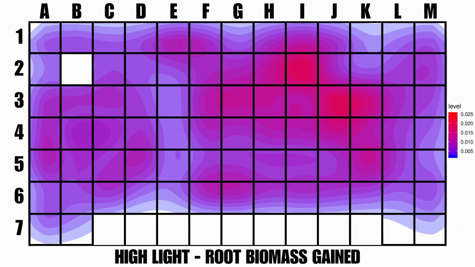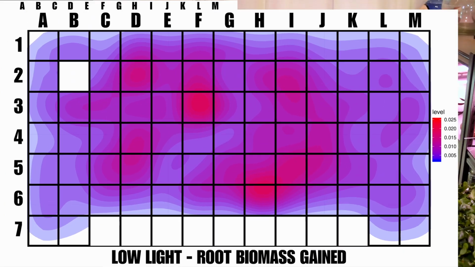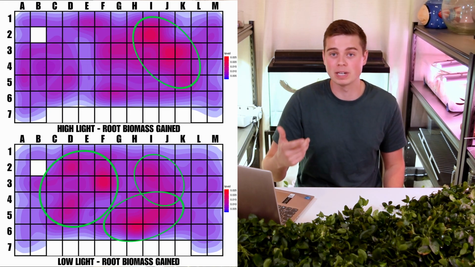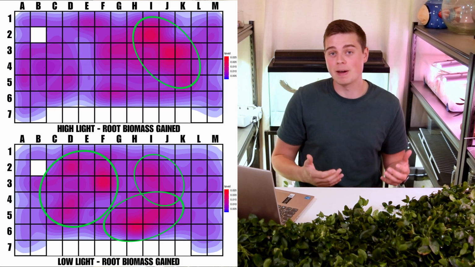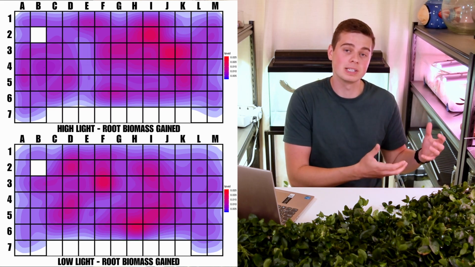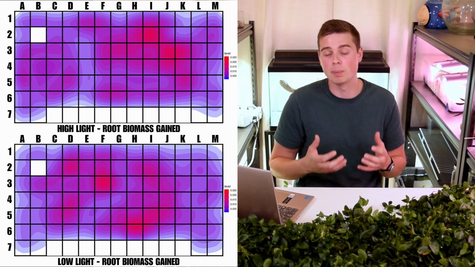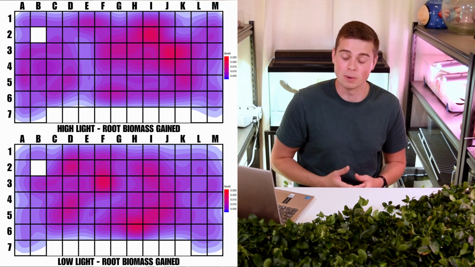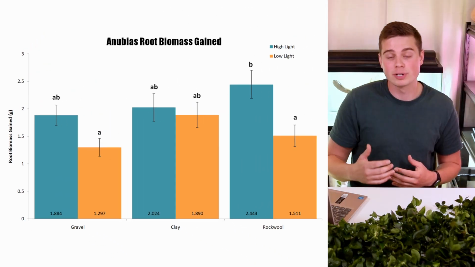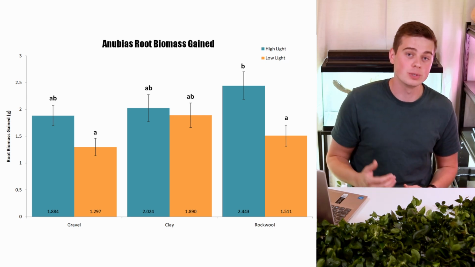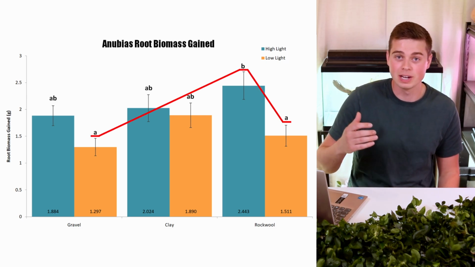Next up, we have root biomass gain. So as you can see with these heat maps, we get a very similar pattern to the first heat map that showed the total biomass gain. And that makes sense because typically if a plant is going to have a larger total biomass, then it probably also has proportionally a higher root biomass. And by looking at the averages for the root biomass, we actually do have some statistical differences in our results.